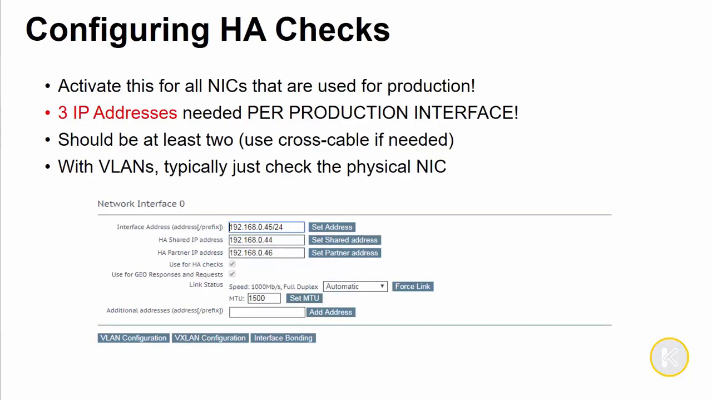HA checks are important. Failure to configure interfaces for HA will cause the unit to give sporadic results when failing over and failing back. If an interface is in production, it is best to use HA checks. Alternatively, if it is a heartbeat connection, it should be treated as a non-production interface and unchecked. Just to note, you must have three IP addresses per production interface, one for each Loadmaster, and a shared IP address for the HA pair.